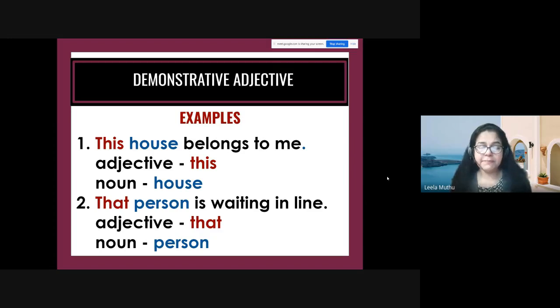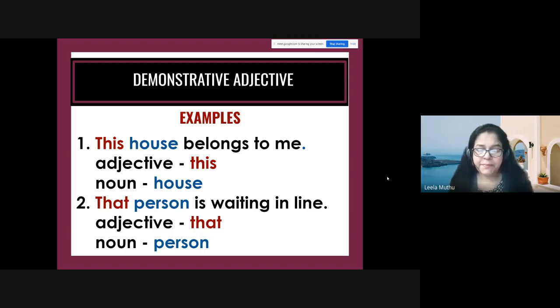Now we go to examples. Now we're talking about this house. This is coming before the noun house, belongs to me. Because it is actually used before the noun, and like I told you, this, that, these, those are demonstrative adjectives. Now, supposing I say I didn't come ready for this. In that case, this is not a demonstrative adjective. It has to come before a noun.